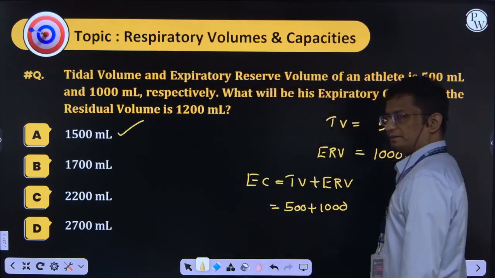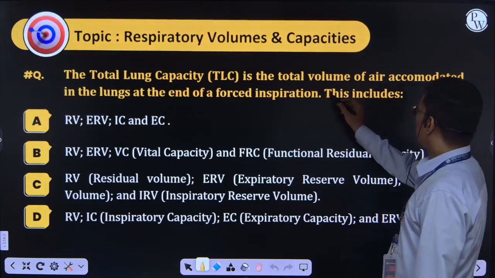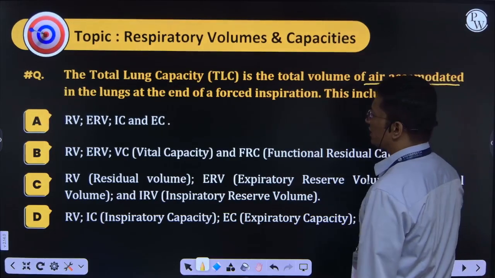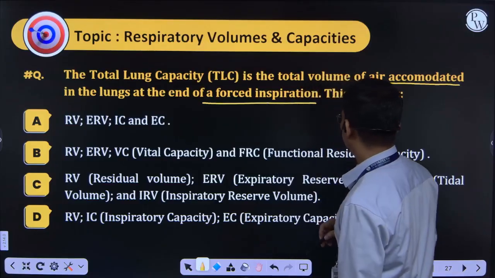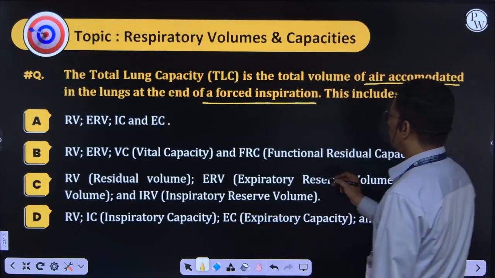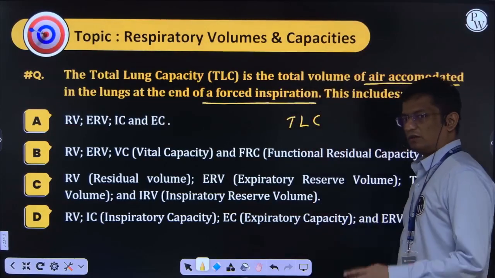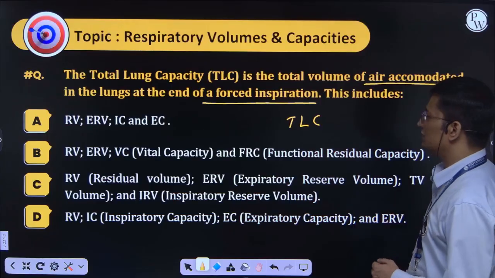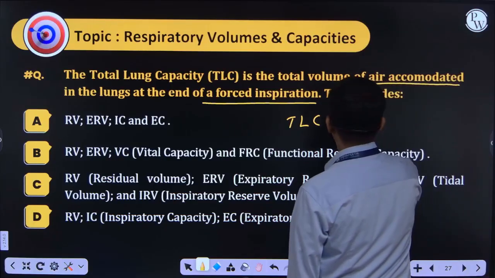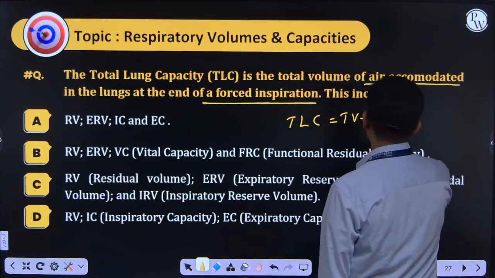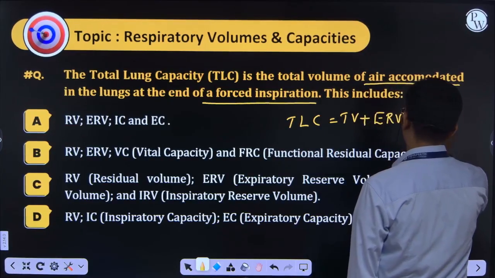1500 ml. Okay, next one. Total lung capacity is the total volume of air accommodated in the lungs at the end of forced inspiration. Total lung capacity we cannot measure using the spirometer. Wherever the residual volume is involved, that cannot be measured using the spirometer. So total lung capacity is equal to tidal volume plus expiratory reserve volume plus inspiratory reserve volume.